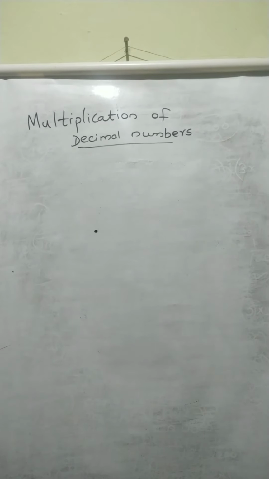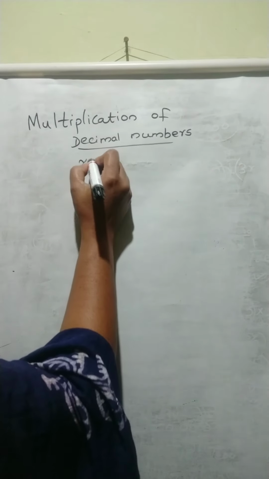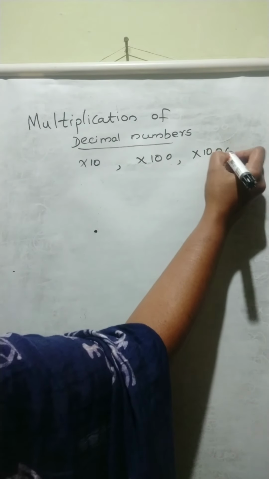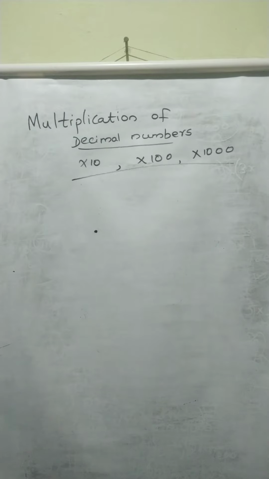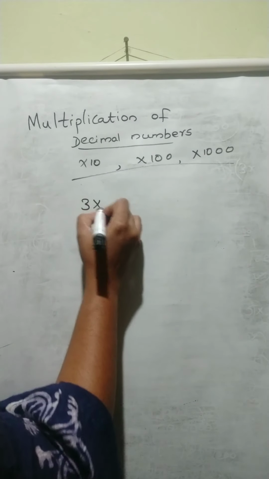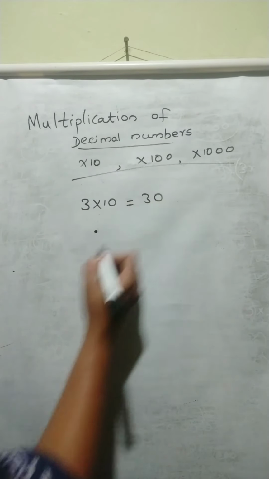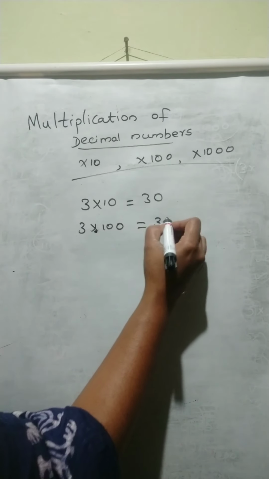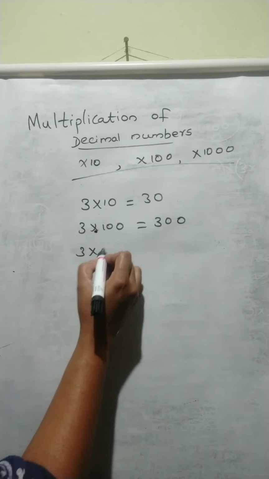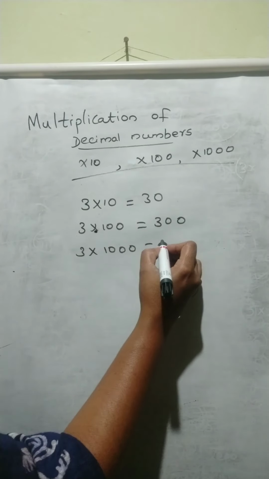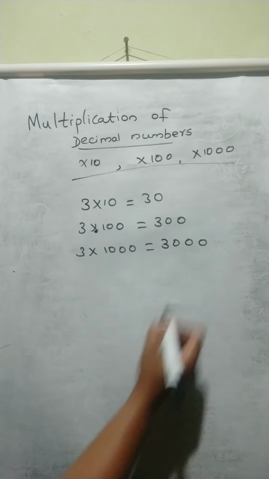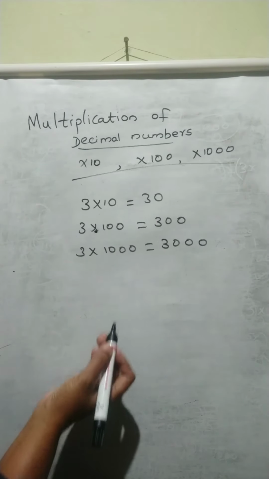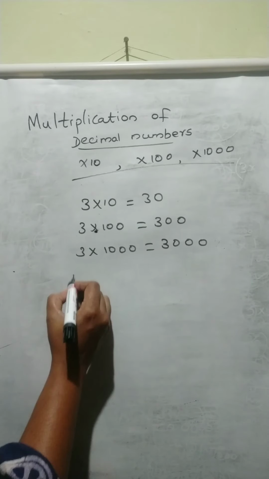Now we can multiply by 10, then multiply by 100, then multiply by 1000. What is the answer? 3 multiplied by 10, the answer is 30. Then 3 multiplied by 100, the answer will be 300. Then 3 multiplied by 1000, the answer will be 3000. Clear? Then now I am going to multiply with a decimal number.